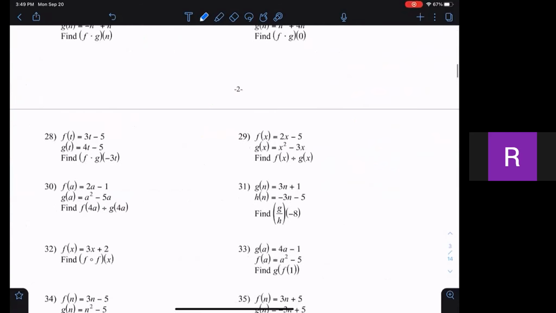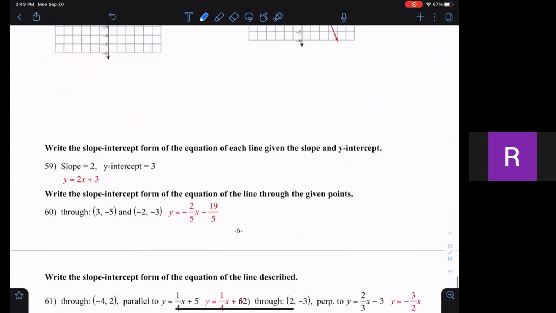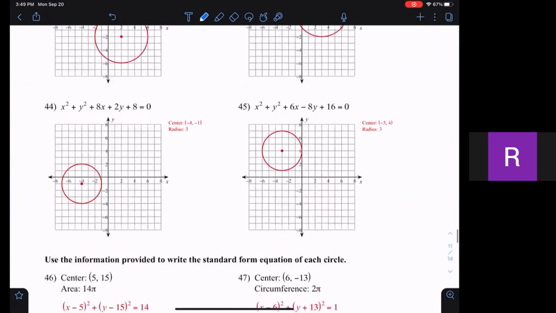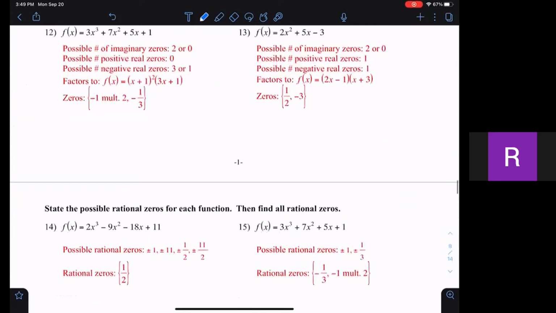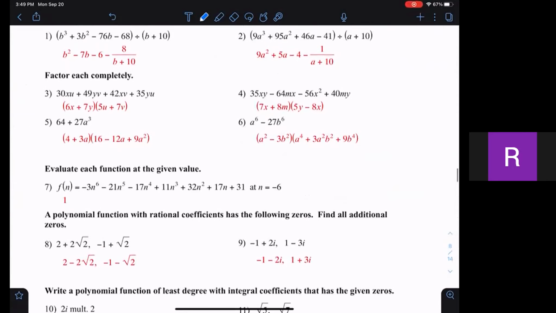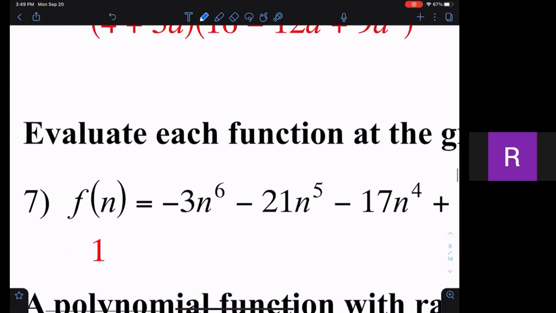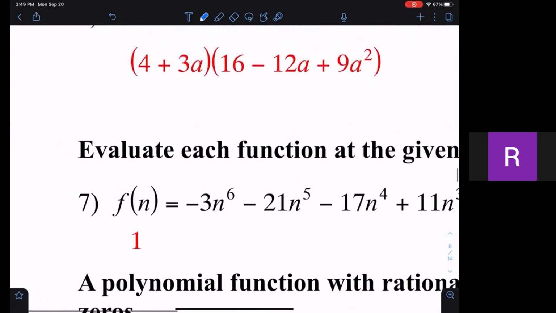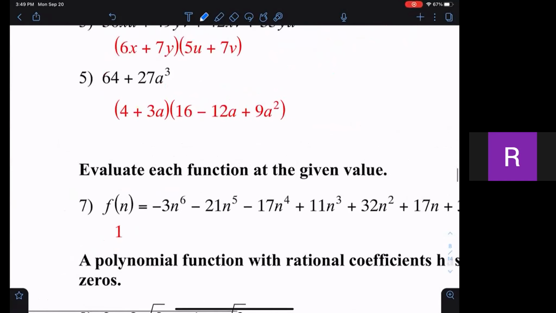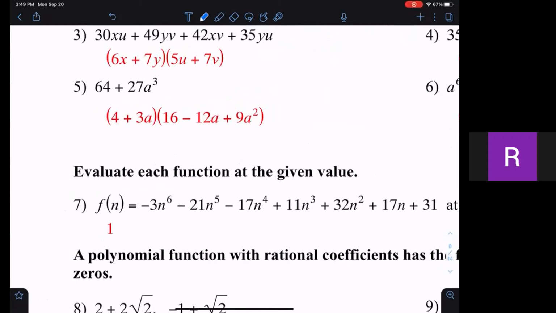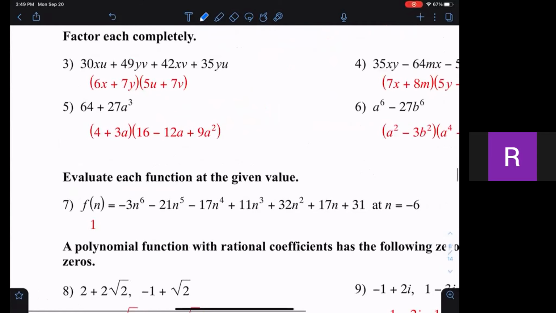And if you don't believe me, let's check. You see, it's 1, right? It's 1. Okay.